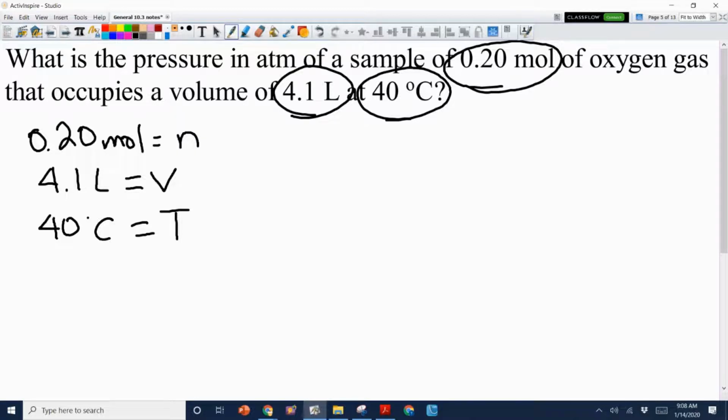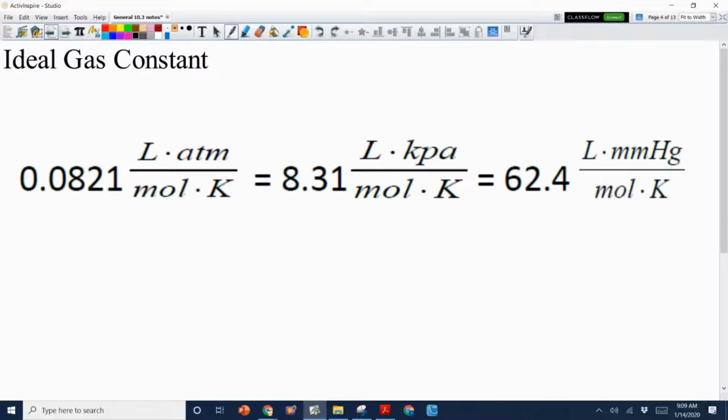All right, so now, what is our unknown? What is the pressure in atmospheres? So our unknown is pressure in atmospheres. Now this atmospheres is important because the ideal gas constant, R, we're going to have to look that up and use the one that's in atmospheres. Okay, so if we go back and look at that, that's going to be this one, atmospheres. So we have 0.0821 liters atmospheres over moles Kelvin. And these are the units for the ideal gas constant.